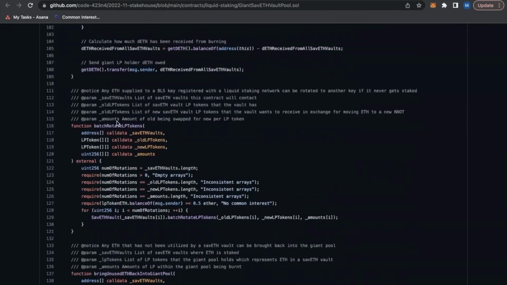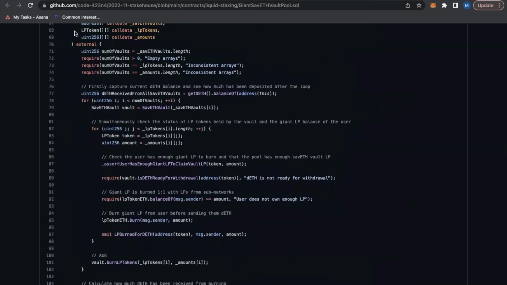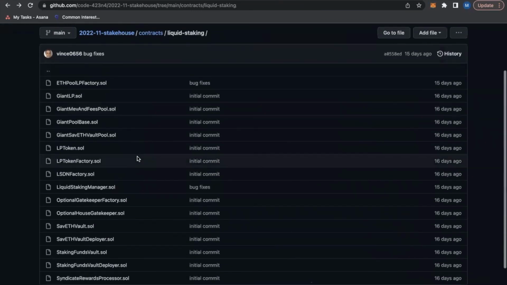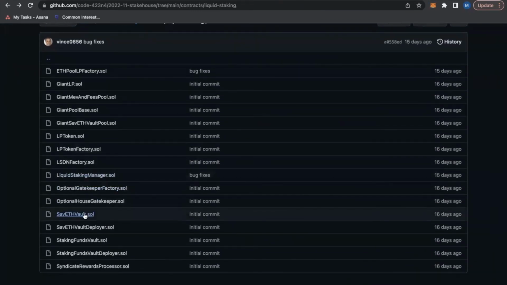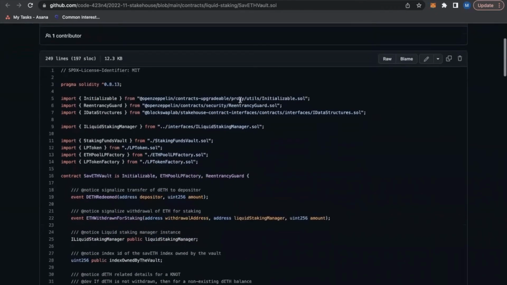Okay. Should we hop onto a single protected staking pool? Yeah, go for it. I think that would complete the picture. Yes. Right. So the savETHVault.sol is the smart contract, and this manages the individual protected staking pool of an LSD network.